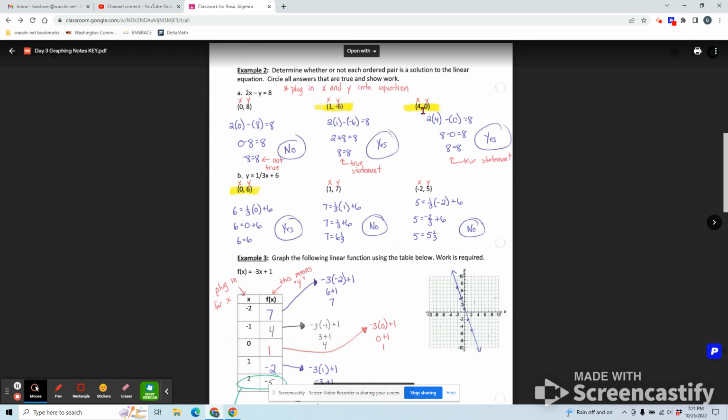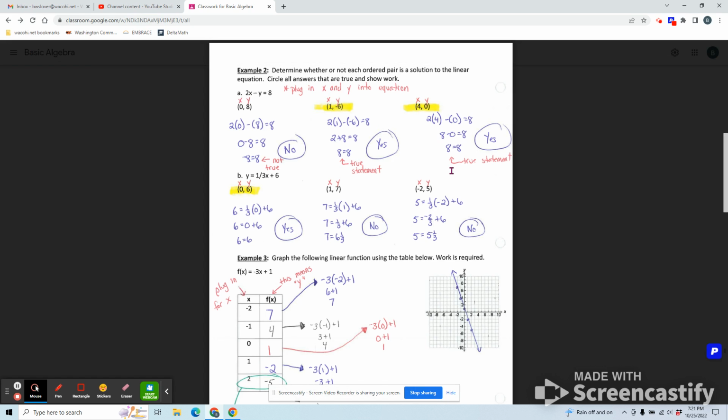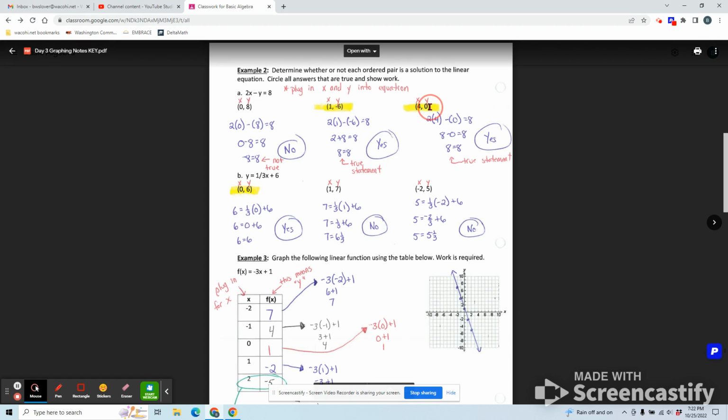And I do the same thing for the last one. I plug in x is 4, y is 0, follow my order of operations, and I get a true statement. So I'm circling yes. I just chose to highlight it to bring your attention to it, that these two are solutions to my equation. Letter B is very similar.